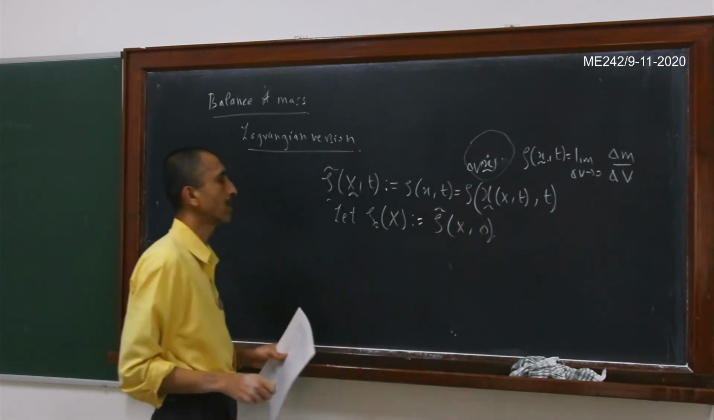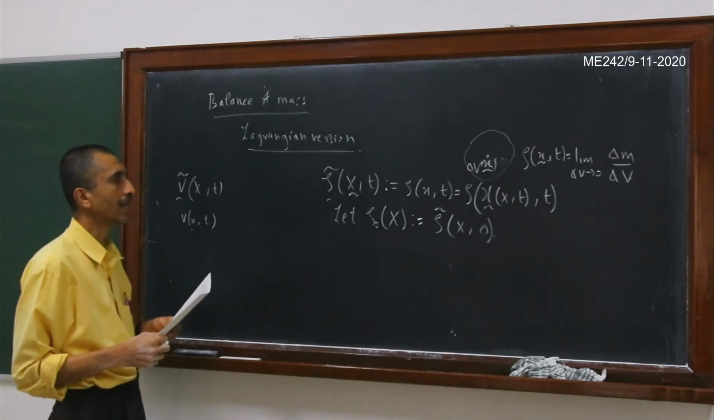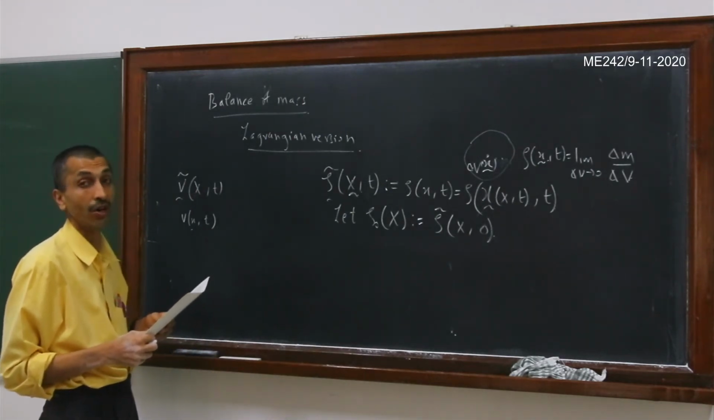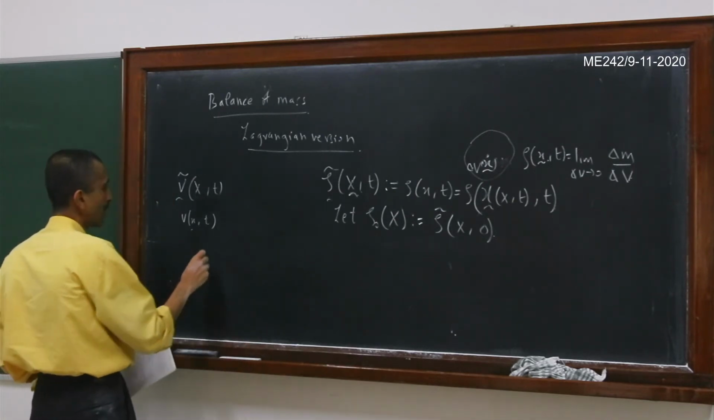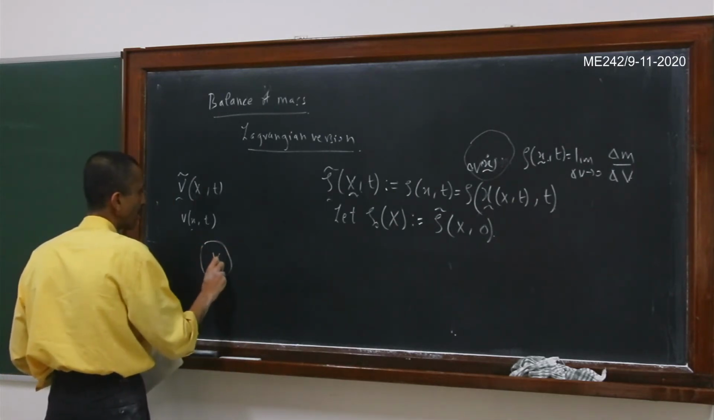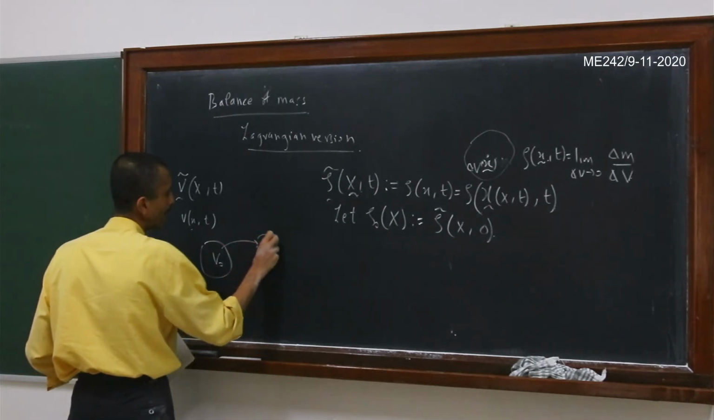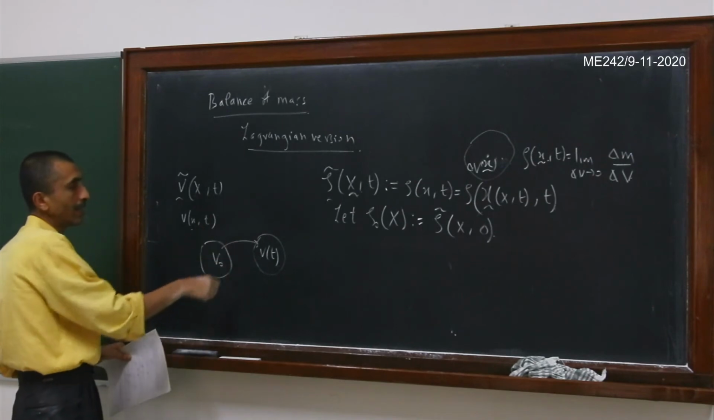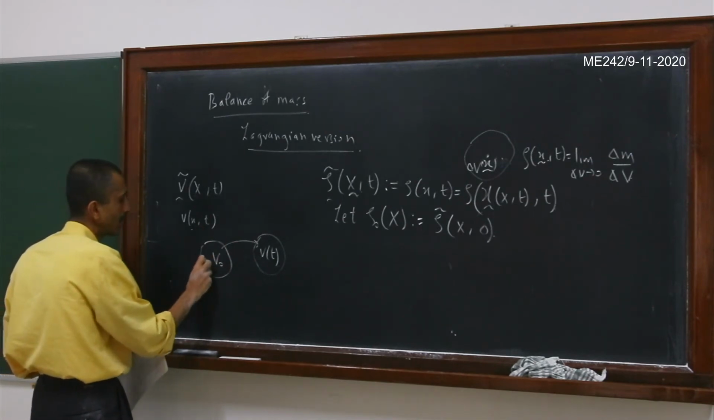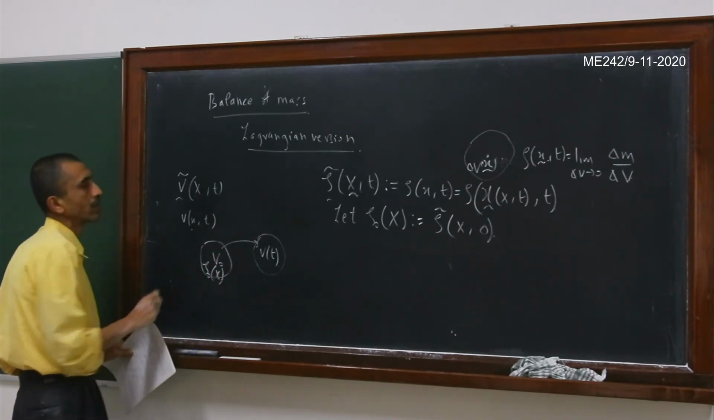Now you can think of this as the density in the reference configuration, because at time t equal to 0 the material volume is V0, and then it is evolving and going to V of t. So the density in this reference configuration is rho naught of X, at time t equal to 0.